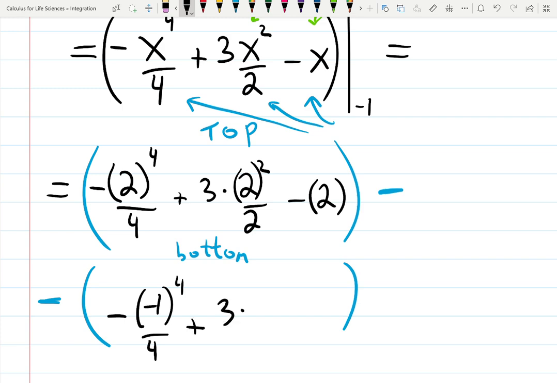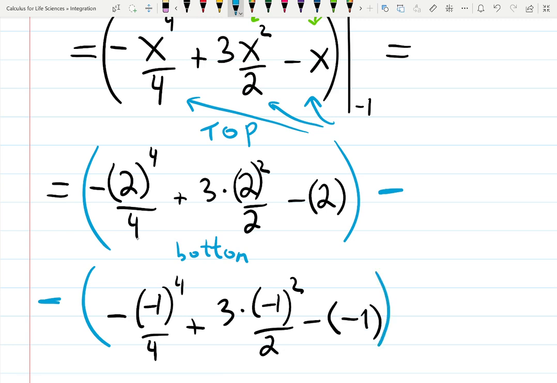Plus 3 times (-1) squared over 2. Minus parentheses -1. So when we work with negative numbers, that's the algebra reminder, you have to be very careful because (-1) to the 4 is not the same thing as -1 to the 4.